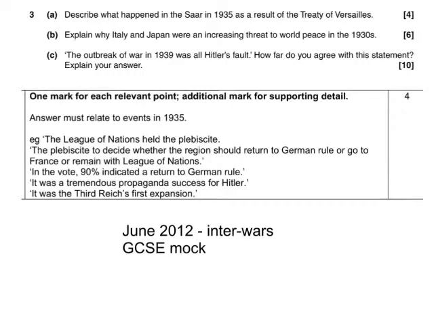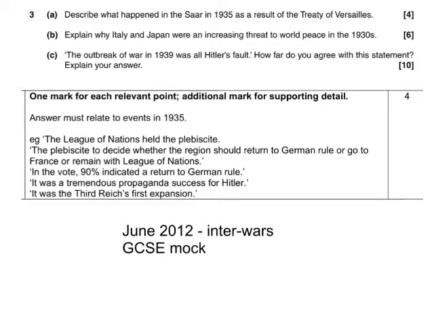It was promised under the Treaty of Versailles. It doesn't say this in the mark scheme, but there was a 90% vote, a propaganda success for Hitler, and it was the first expansion. These are just examples, so I could state anything I know about this. I could identify that the propaganda campaign came from Goebbels, or that the support of the Catholic Church played a part in this.